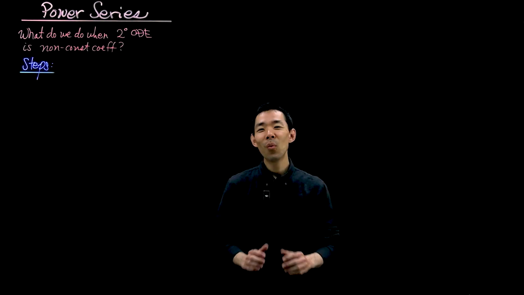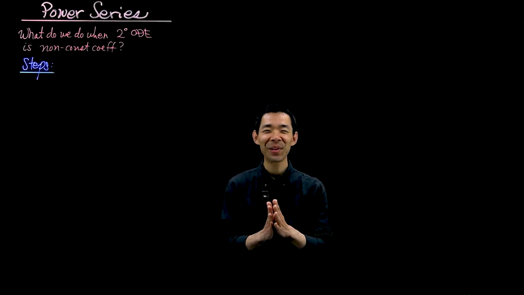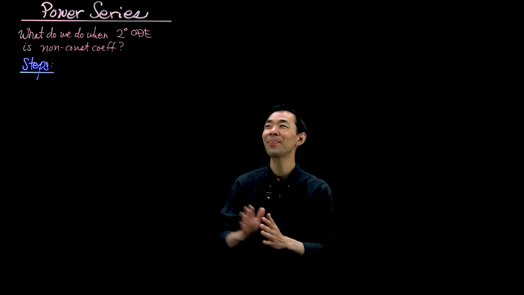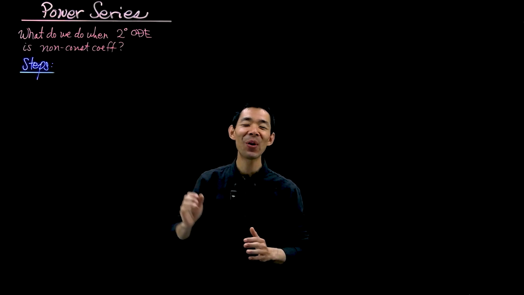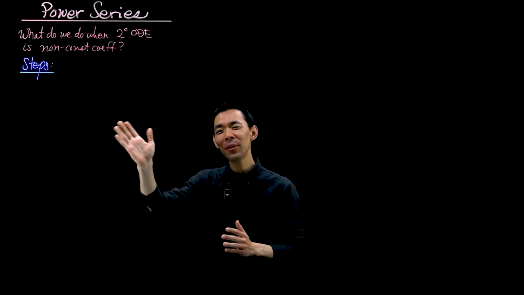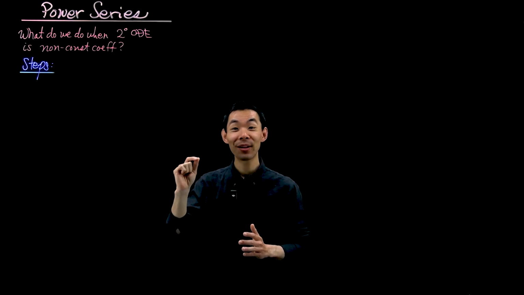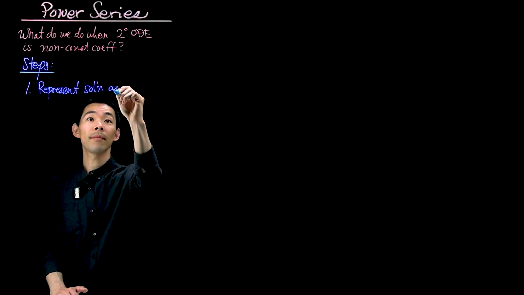Let's get started with the power series approach. What should we do when our second-order ODE has non-constant coefficients? I'm going to write down the sequence of steps that we can follow to obtain our solution. Let's go through the sequence of steps and then go through each one in a little bit.